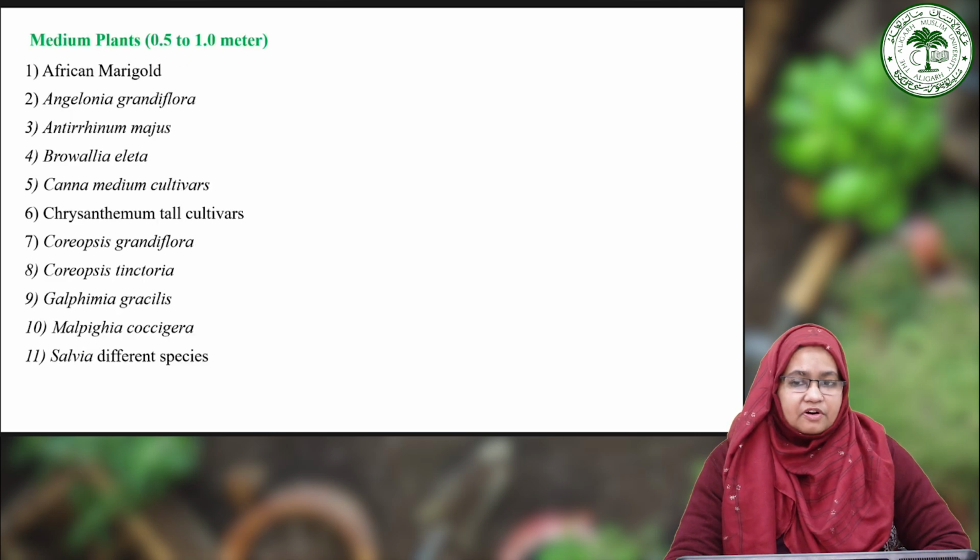For a mixed border, here is a list of medium plants which have a height from 0.5 to 1 meter, which are suitable for such garden arrangement of the mixed gardens, like the examples of African marigold, Angelonia grandiflora, Antirrhinum majus, Brunfelsia elata, Canna, Chrysanthemum, Coreopsis species, Gomphrena gracilis and Malvaviscus. These medium sized plants can complement the taller and shorter plants in the mixed border adding texture, color and variety to the garden display.